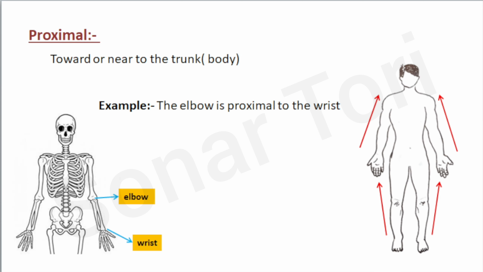Then proximal position: any organ that is present towards or near the trunk or the body is called proximal position. For example, the elbow is proximal to the wrist. You see that this is the elbow and this is the wrist. So the elbow is closer to the body as compared to the wrist. That's why we can say that the elbow is proximal to the wrist.